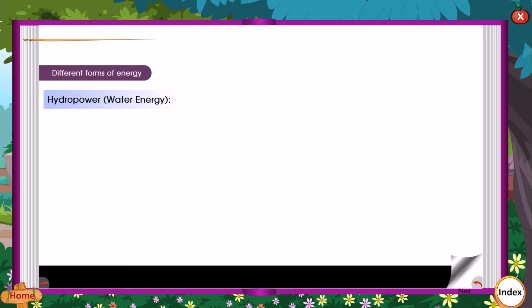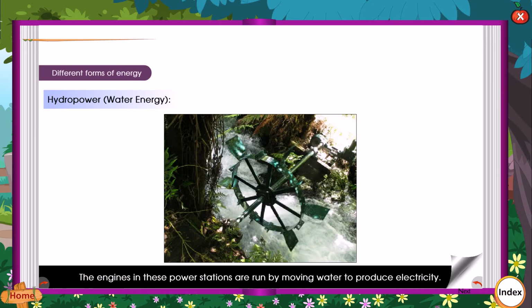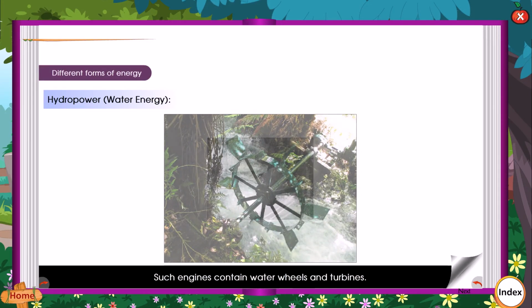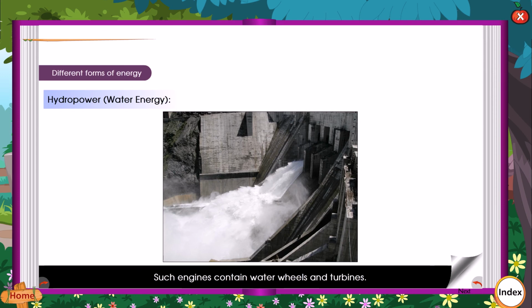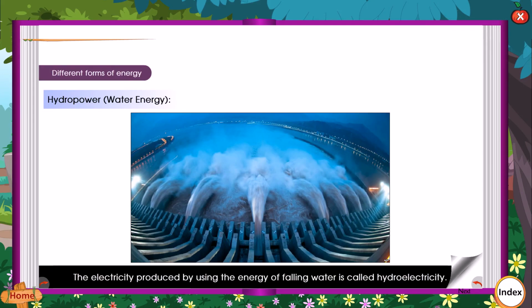Hydropower, water energy. Hydroelectric plants produce electricity by using energy from falling water. The engines in these power stations are run by moving water to produce electricity. Such engines contain water wheels and turbines. The electricity produced by using the energy of falling water is called hydroelectricity.